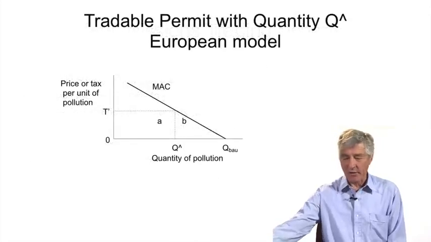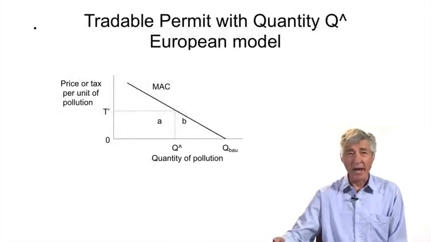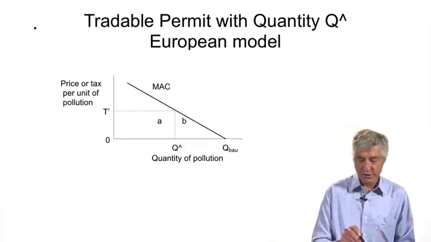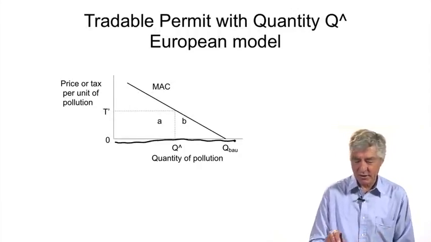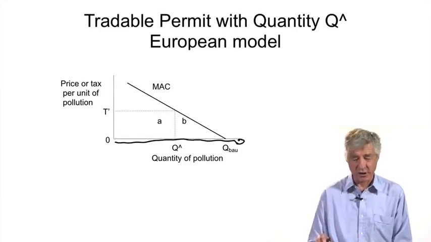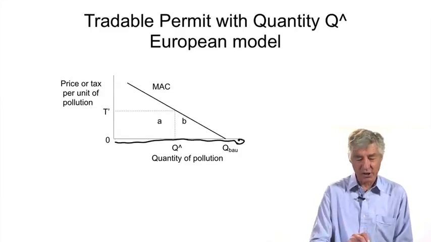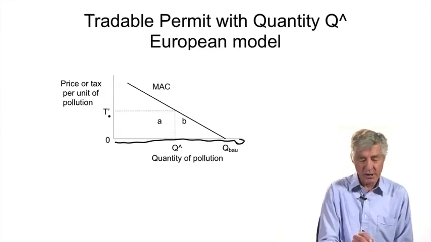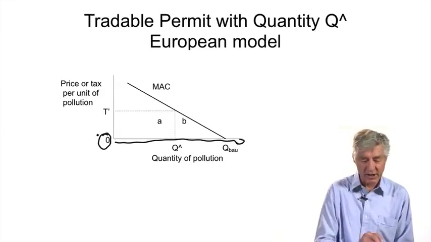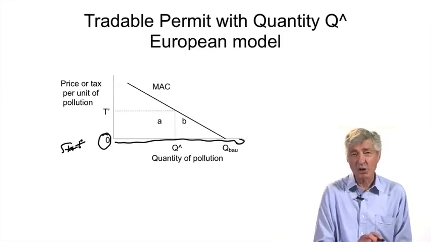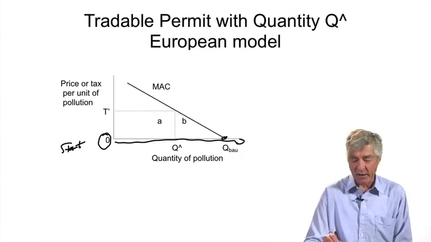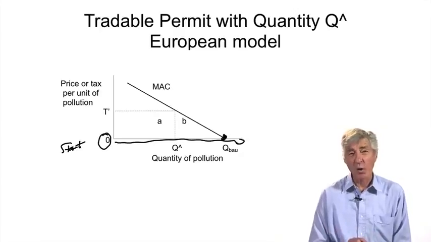So we're back to our old diagram of the aggregate amount of pollution. So again, on the horizontal axis is the increasing amounts of pollution, and on the vertical axis is the price per unit of pollution. And remember, we're starting at the initial system where pollution was a free good. We could dump as much as we liked, so our amount of pollution was here at quantity business as usual.